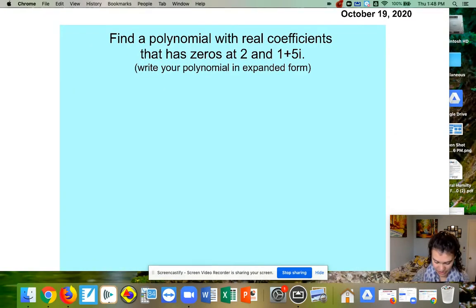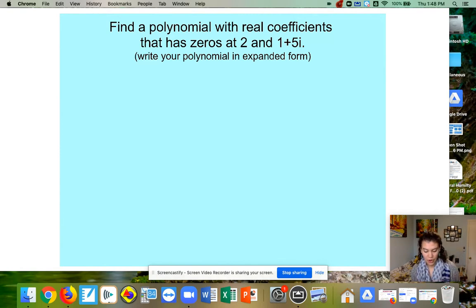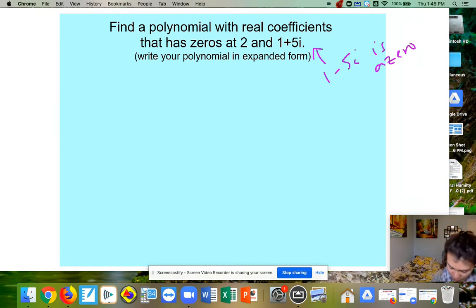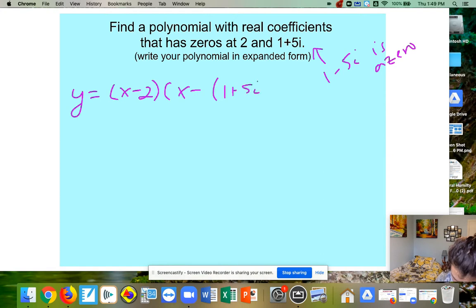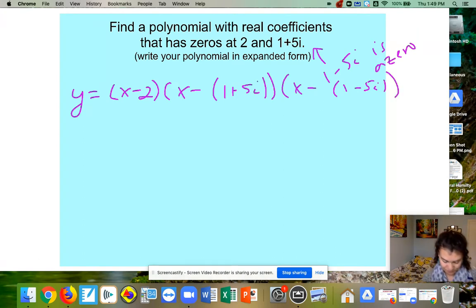So how can we actually use that? So here we want to find a polynomial with real coefficients that has zeros at 2 and 1 plus 5i. So this also means that 1 minus 5i is a zero. So we actually have 3 zeros here. So if you write this out, we know x minus 2 is a factor, x minus 1 plus 5i, and then x minus 1 minus 5i is a factor. And now we're going to FOIL and expand this whole thing.